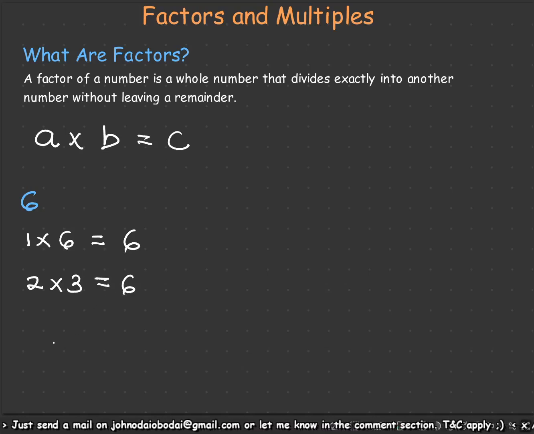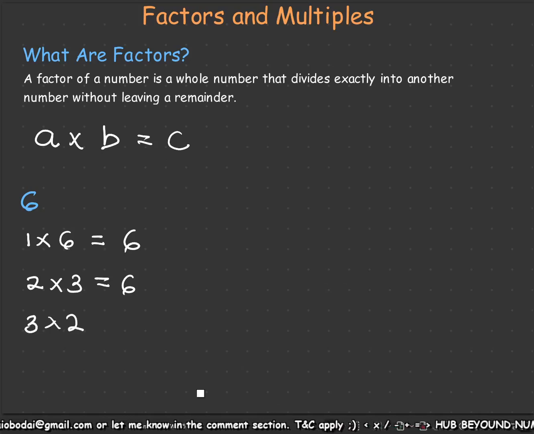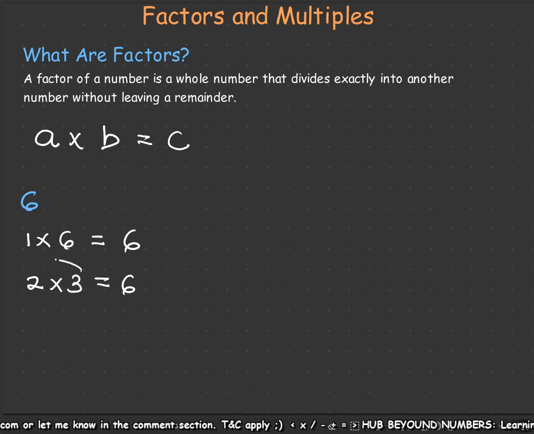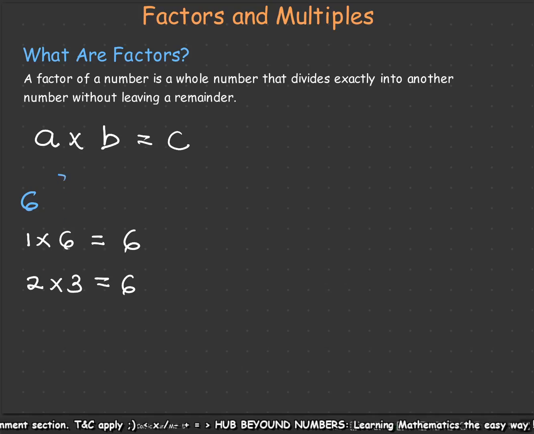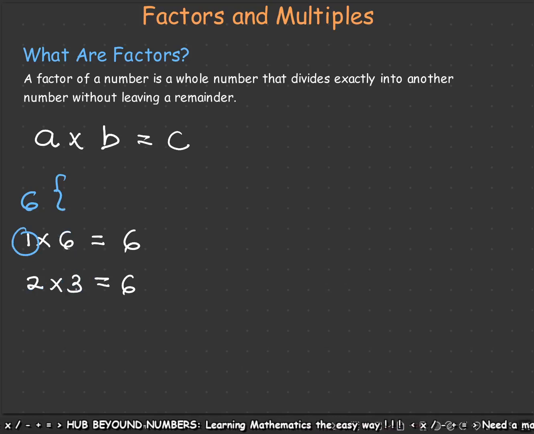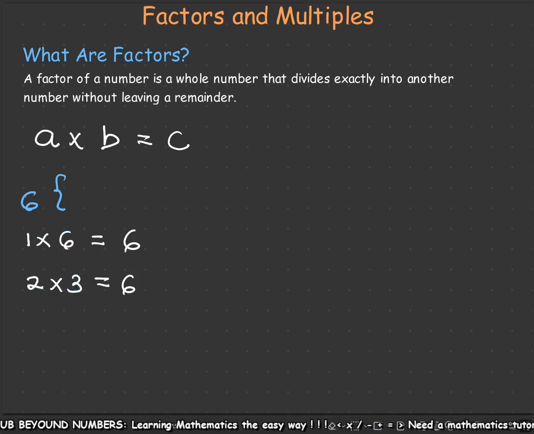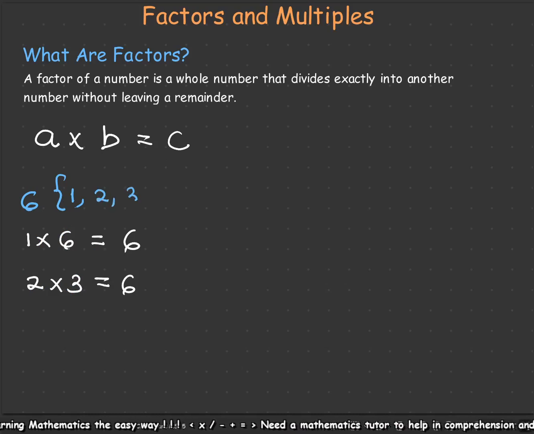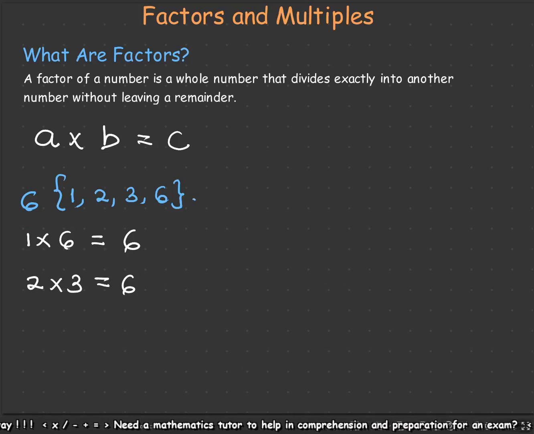Is there any other multiplication you can do to give you 6? We have 3 times 2, but we wouldn't write it because it's the same as 2 times 3. So there's no other. Hence, all these numbers are factors of 6. As the factors of 6, I'm going to write 1, 2, 3, and 6 itself. This tells you that 1 is a factor of every number, and every number is a factor of itself as well.